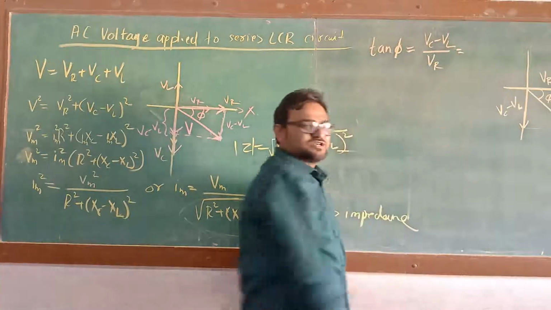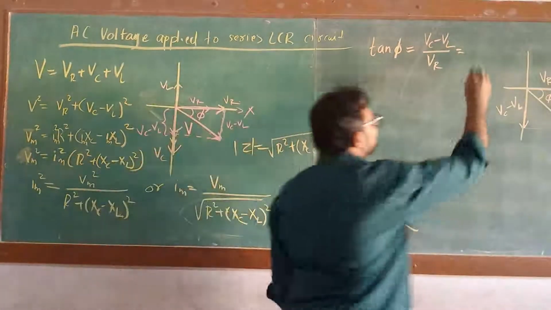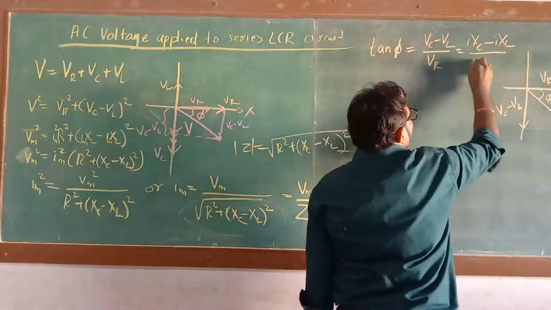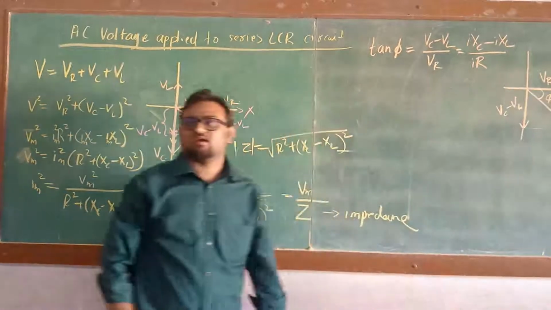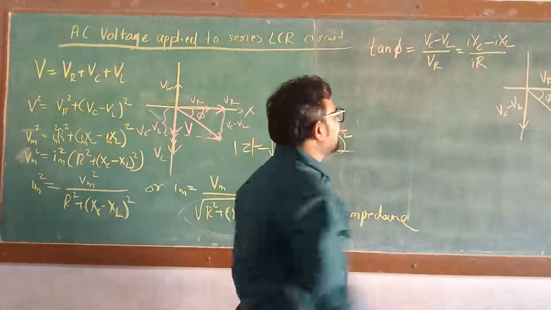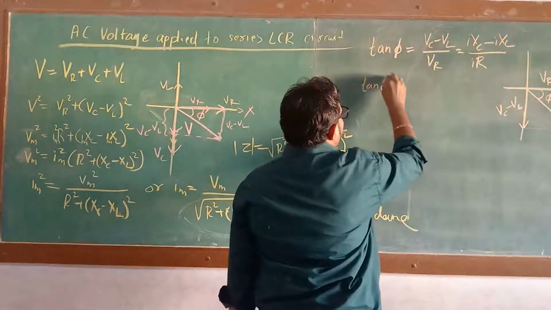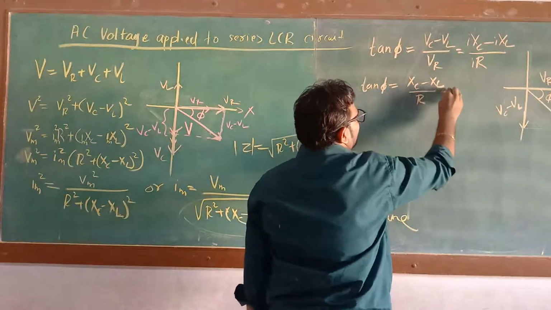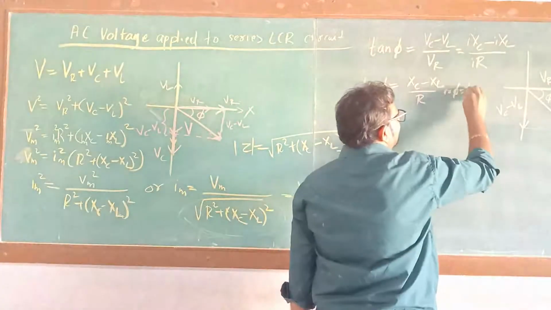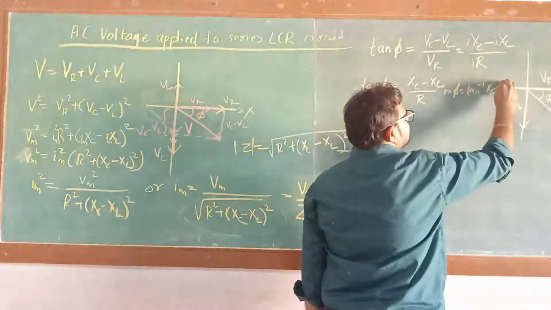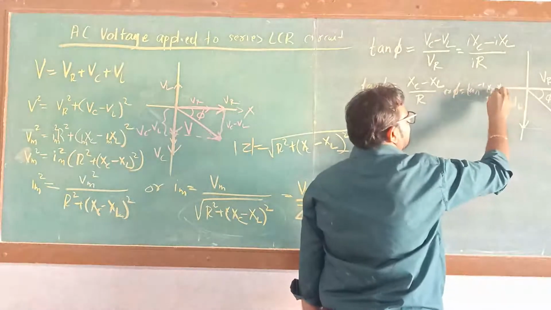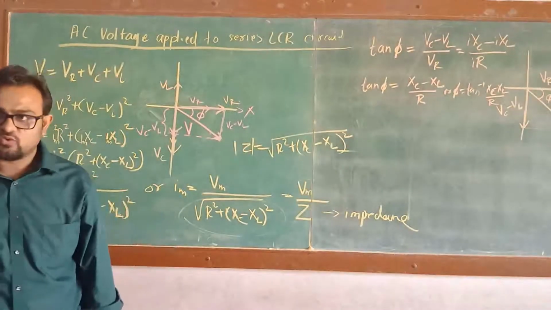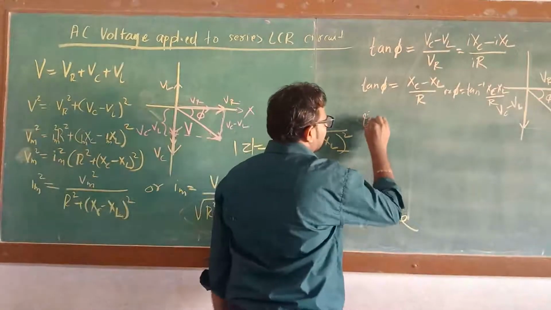Now voltage across capacitor is IXC, voltage across inductor is IXL, and across resistor is IR. So when I take I common in the numerator, it will get cancelled. So tan phi will be equal to XC minus XL upon R, or I can write phi equal to tan inverse of XC minus XL upon R. Clear?